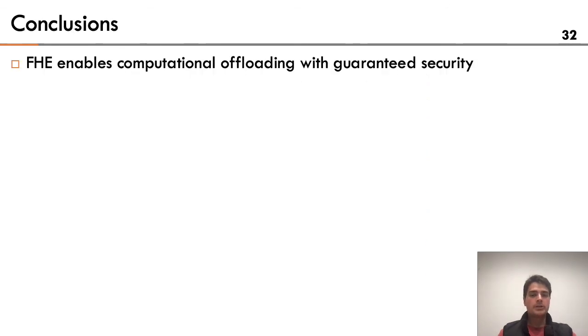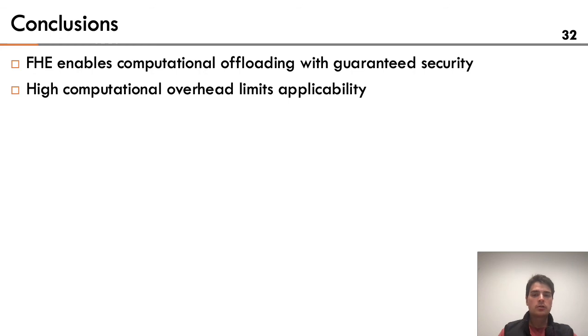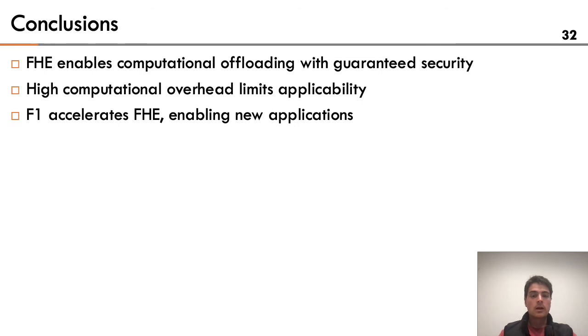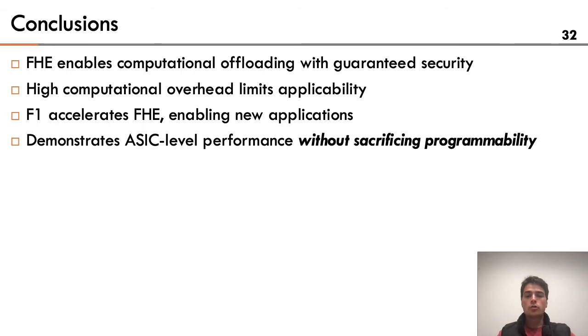To conclude, FHE has the potential to enable computational offloading with guaranteed security. But FHE's high computation overheads currently limit its applicability to narrow use cases. F1 tackles this challenge, accelerating full FHE computations by 3 to 4 orders of magnitude. This enables new use cases for FHE, like secure real-time deep learning inference. In short, our key contribution is to show that for FHE, we can achieve ASIC-level performance without sacrificing programmability.